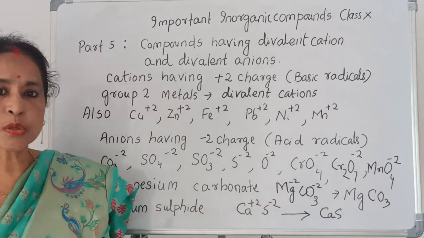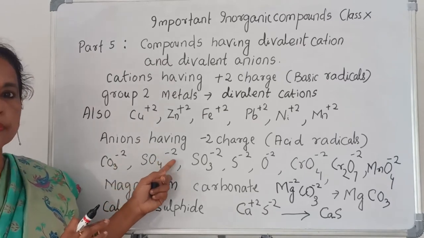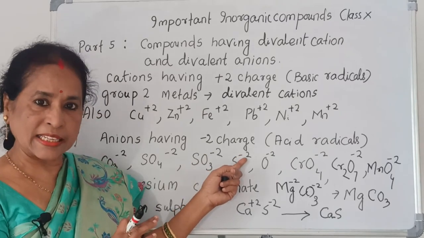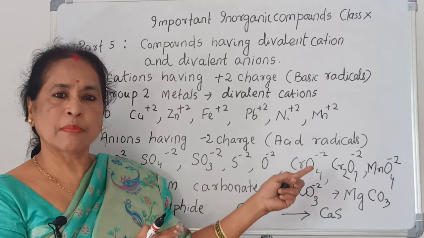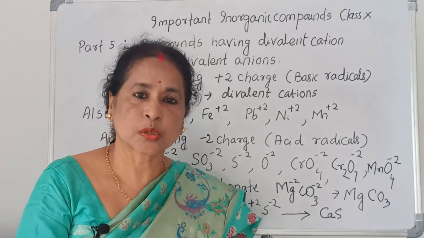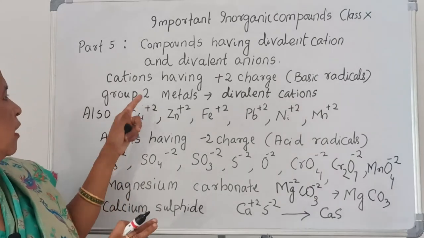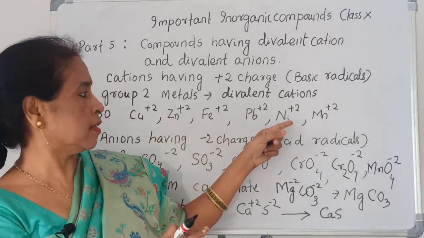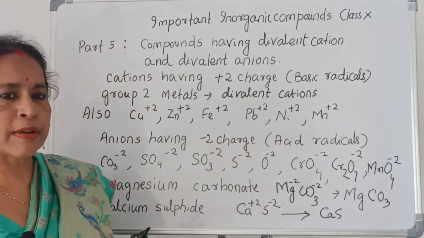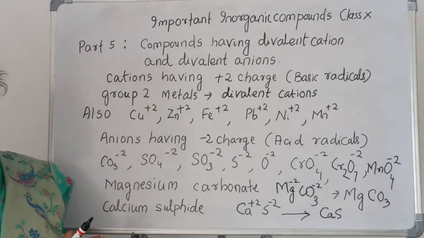MnO4 minus 2 manganate. Again, see: CO3 minus 2 carbonate, SO4 minus 2 sulfate, SO3 minus 2 sulfite, S minus 2 that is sulfide, ide, O minus 2 oxide, CrO4 minus 2 chromate, Cr2O7 minus 2 dichromate, MnO4 minus 2 that is manganate. Now I hope it is clear: those having valency 2, if they are metals, they are cations called basic radical, and anions having minus 2 charge are called acid radical.